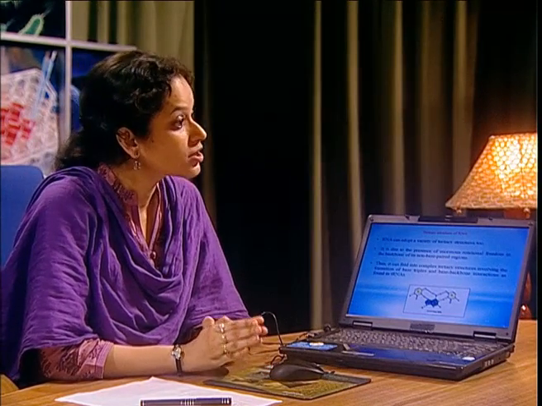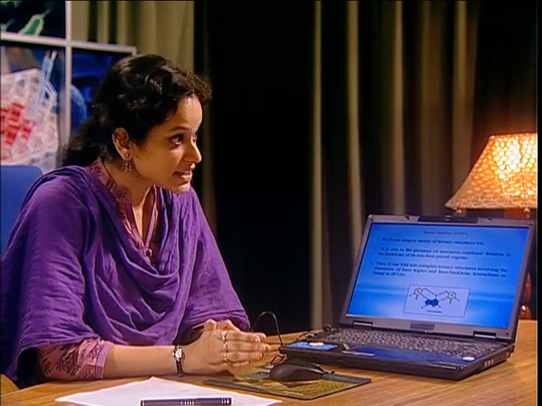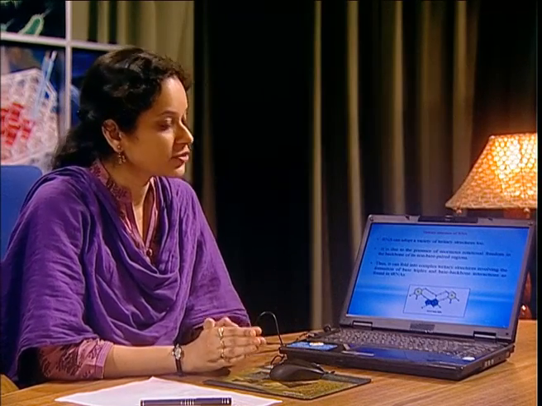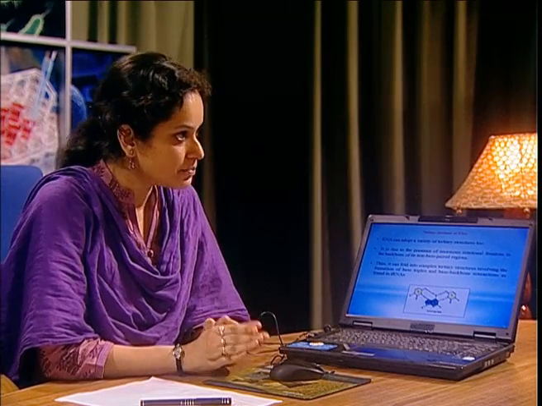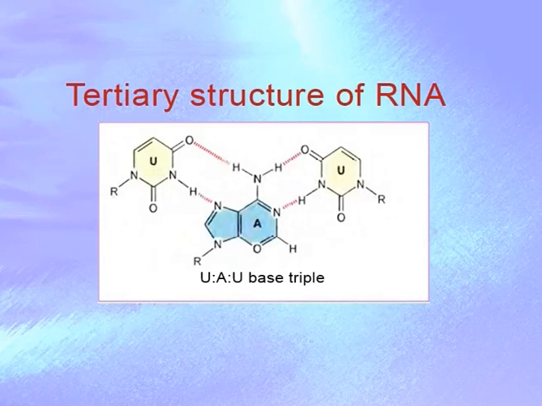Here, the bases which are present in the non-complementarity regions interact with the sugar phosphate backbone present in other parts of the RNA in the same molecule. As a result, the tertiary structure is formed.